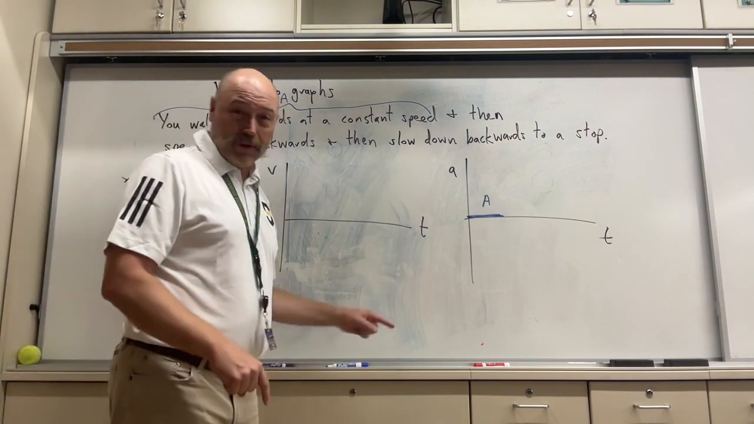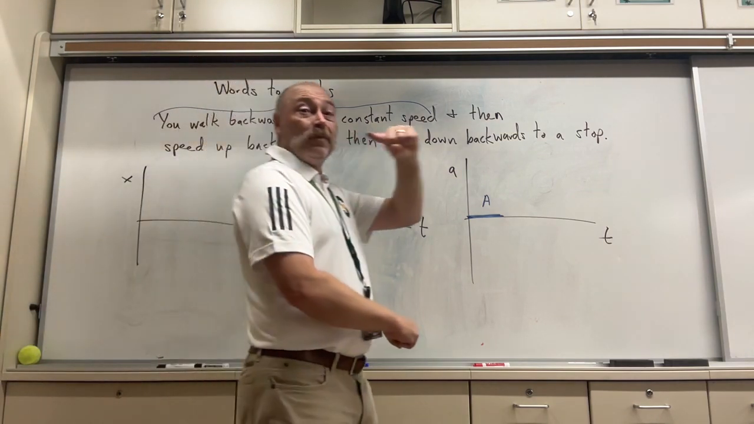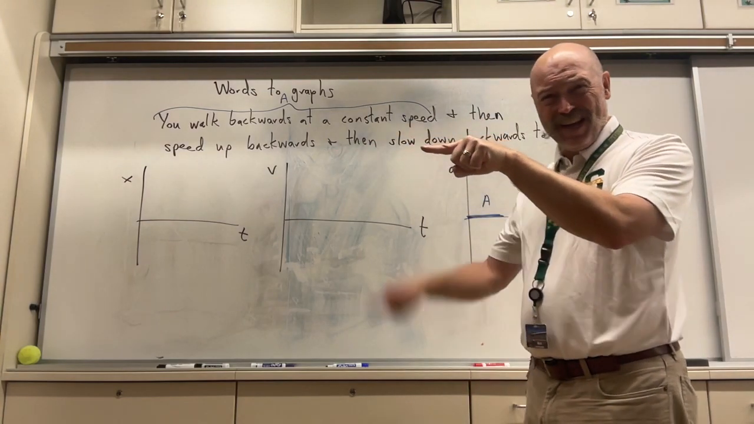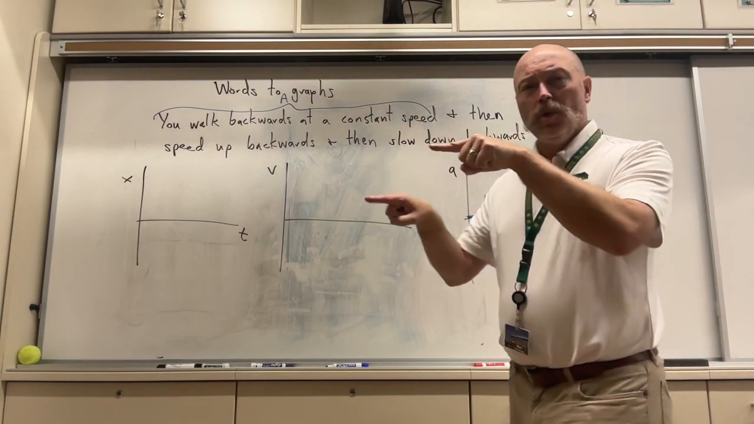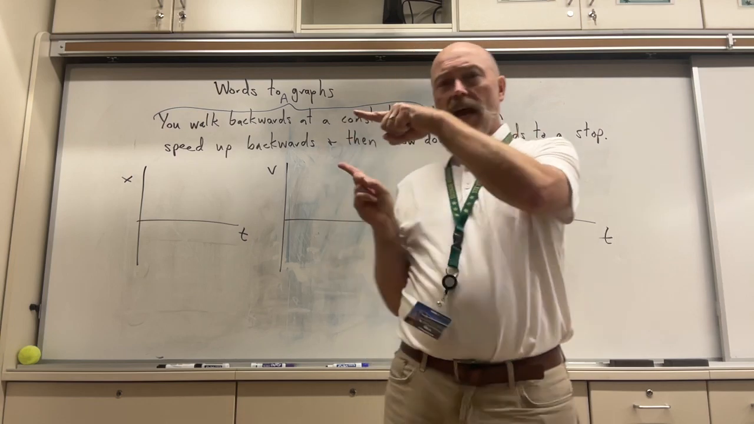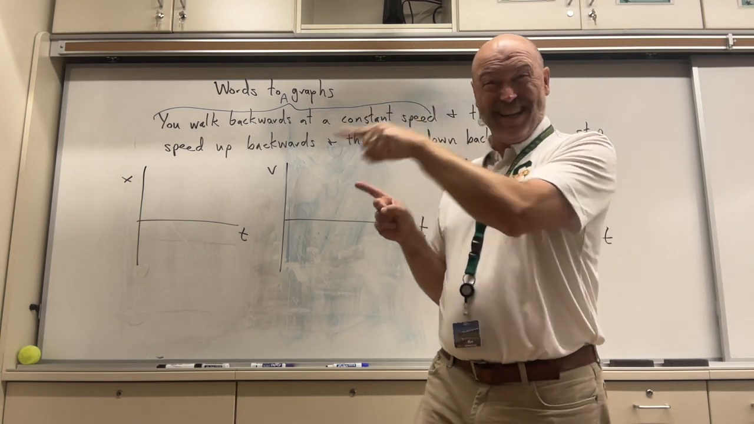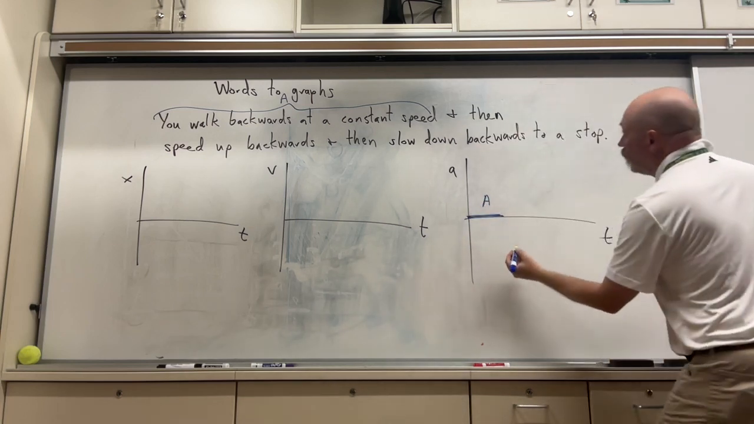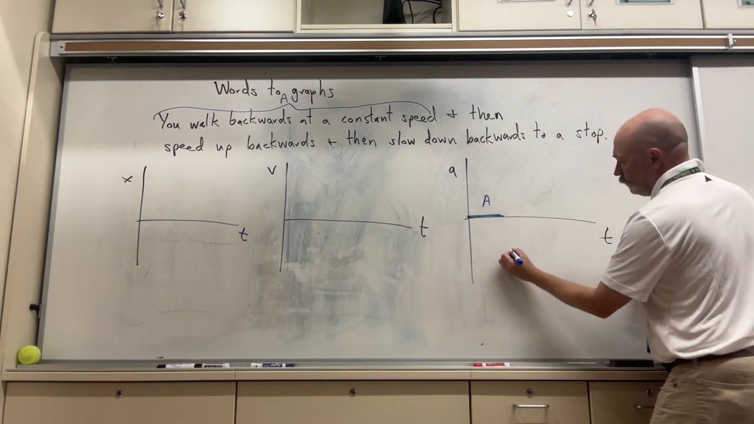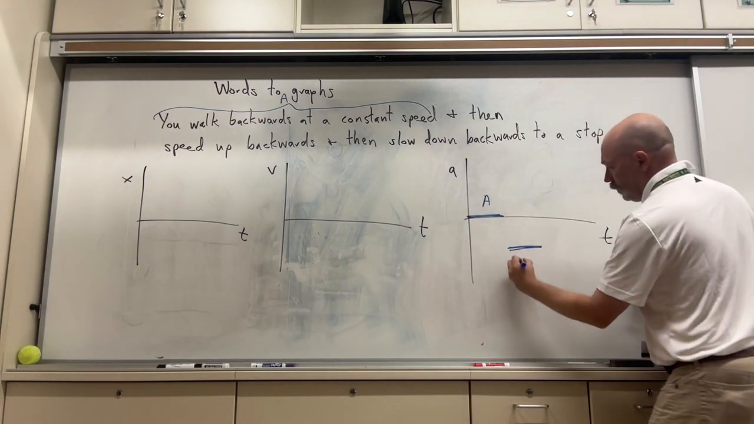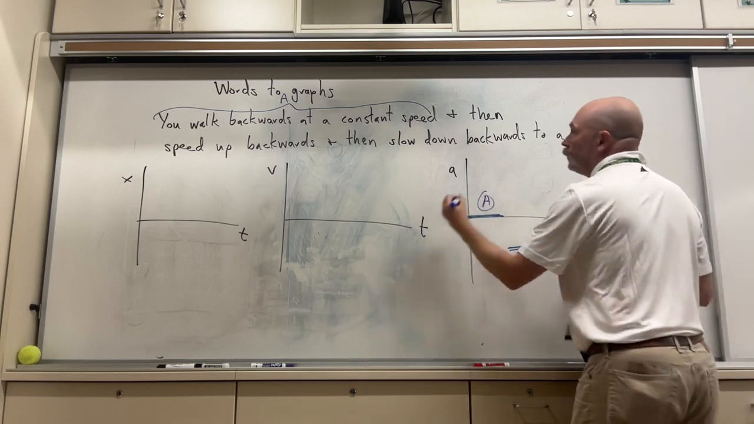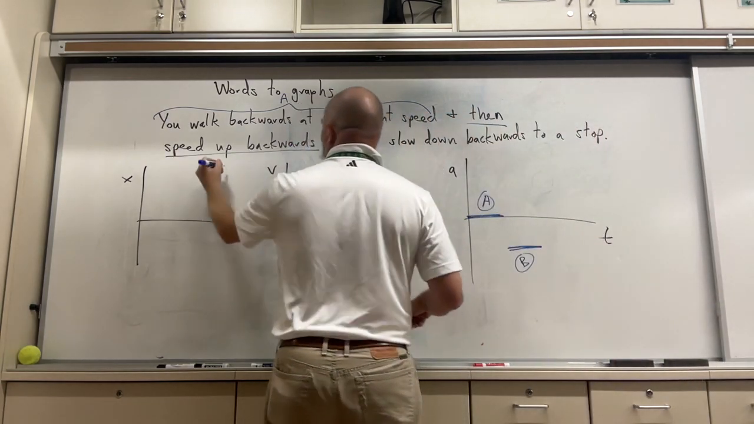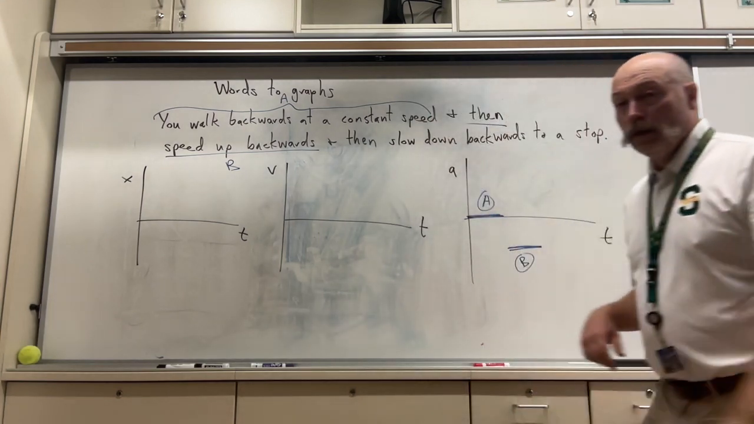Then we walk backwards. We're still going backwards, but we're speeding up. Oh, so if I'm walking this way and I'm speeding up, therefore I'm accelerating that way. Oh, well, that is negative velocity, negative acceleration. So I need to show that. Negative acceleration. That would be part B, okay? So then speed up backwards, B, okay?